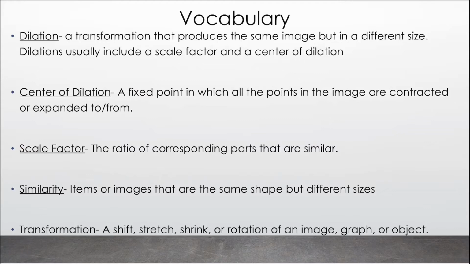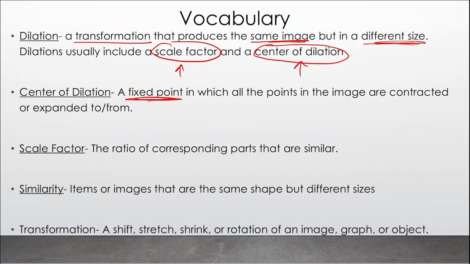Okay, so some quick vocabulary. Dilation is a transformation that produces the same image but in a different size. Dilations usually include a scale factor and a center of dilation. Those two things are what we're going to need to accomplish our objective today. A center of dilation is a fixed point from which all the points in the image are contracted or expanded. A fixed point means it does not move.